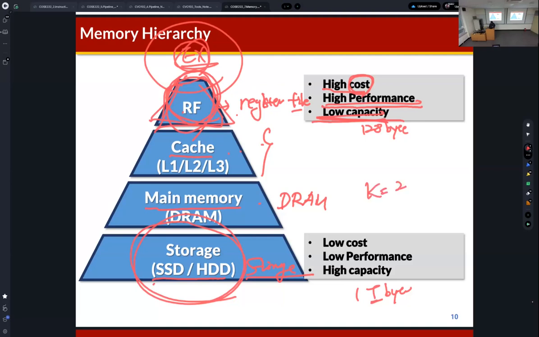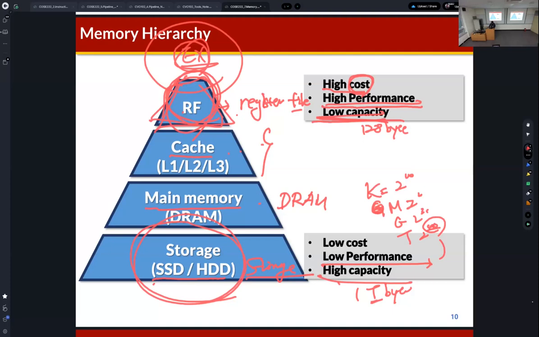Kilo is 2 to the power of 10, mega 2 to the 20, giga 2 to the 30, tera 2 to the power of 40. So it's extremely large, right? So the high capacity, but performance is extremely low.